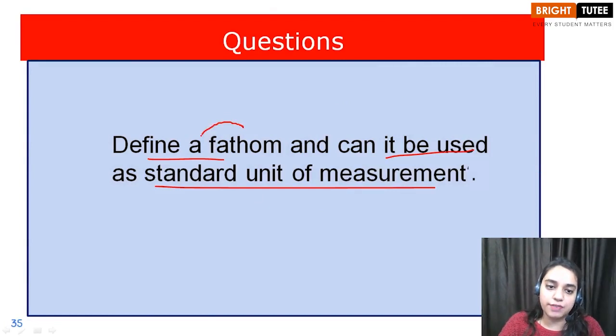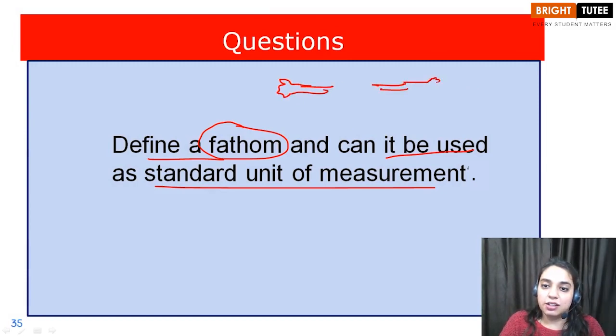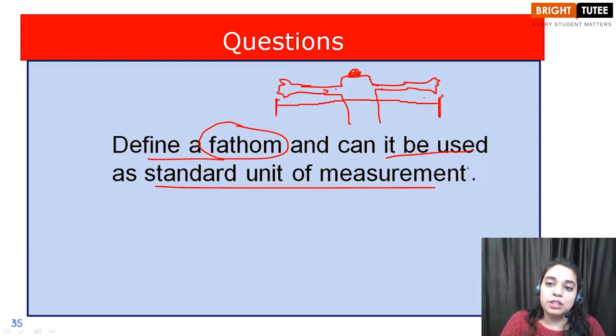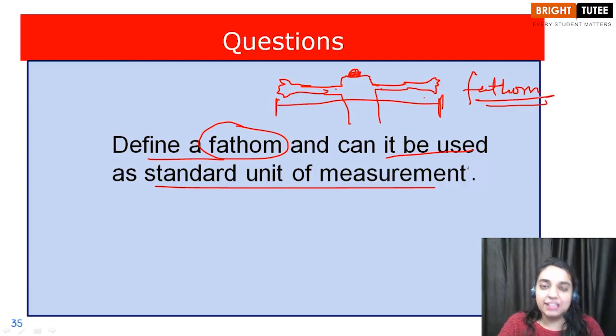So children, what is a fathom? Fathom is the length of your outstretched arms. Say you are standing with your arms outstretched like this. Bear with my drawing children. So this is you, just imagine it a little ugly. And if you stretch both of your hands and you start measuring from here to here, this is known as a fathom. Again, this cannot be used as the standard unit of measurement.